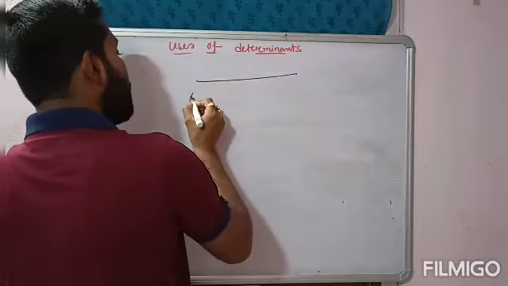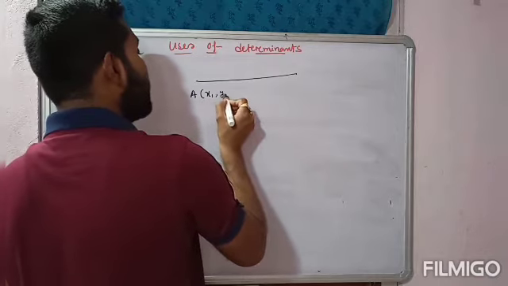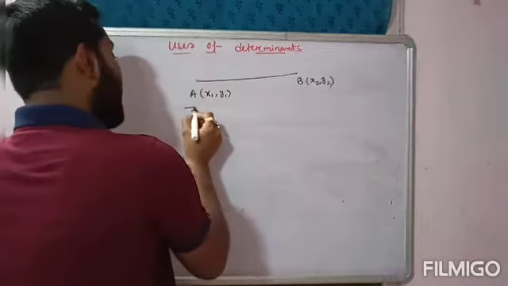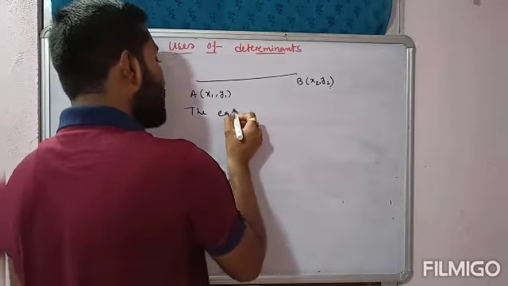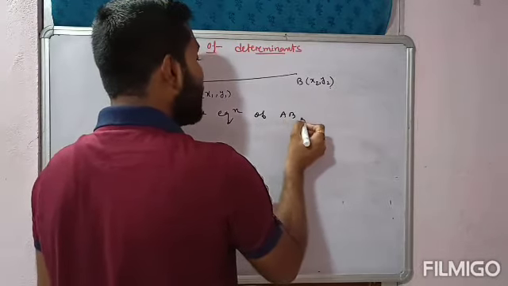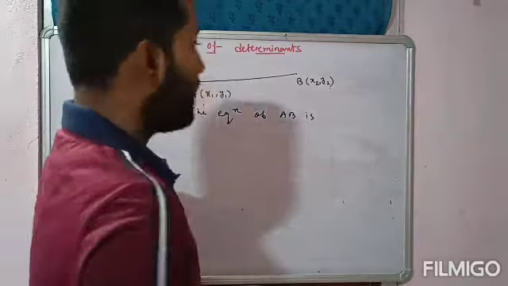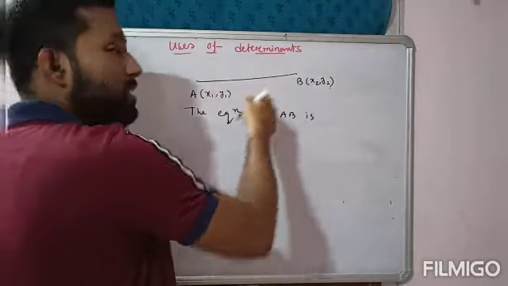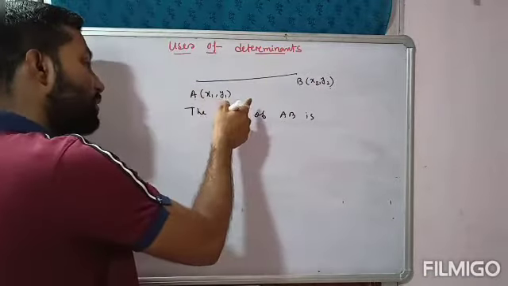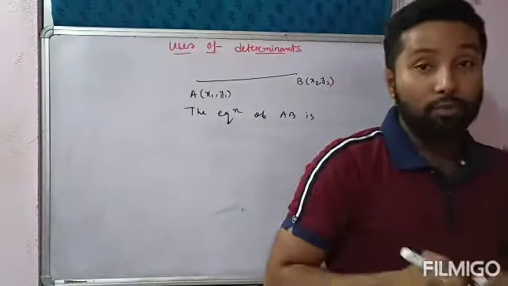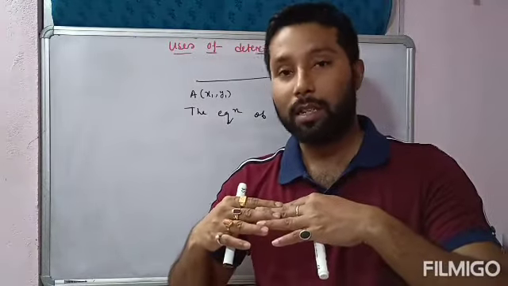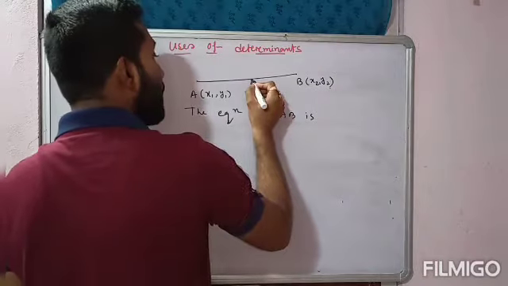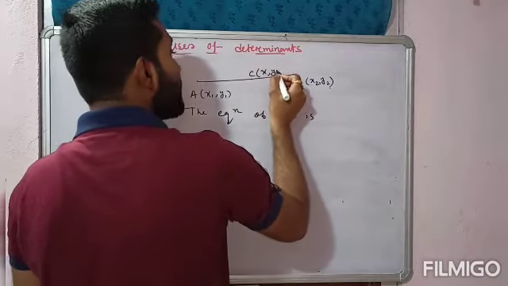suppose there are 2 points A (x1, y1) and B (x2, y2). The equation of a line, the equation of AB, what will it be? To find the equation of AB also we can use the concept of determinant. Now you see, this is a straight line, right? Since it is a straight line, the 2 points lie on the same line, so we can consider one more point. Let there be another point C whose coordinates are, suppose, (x, y).